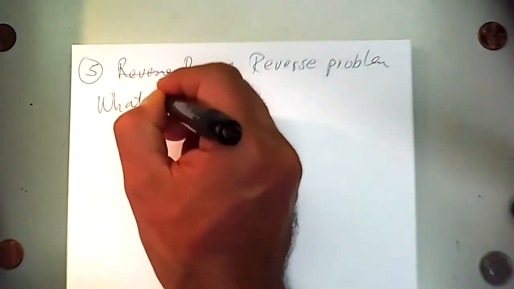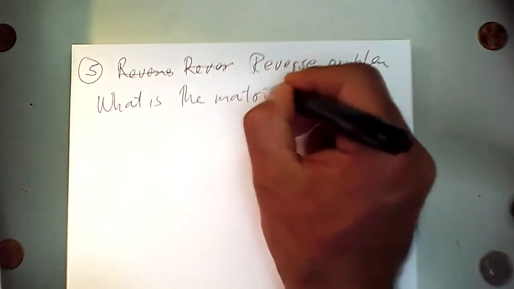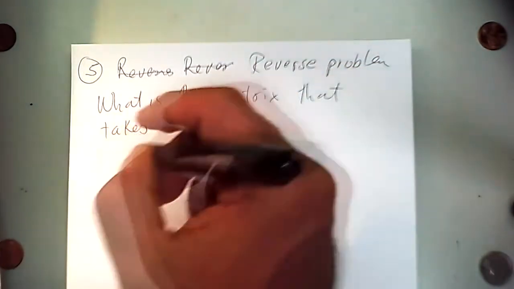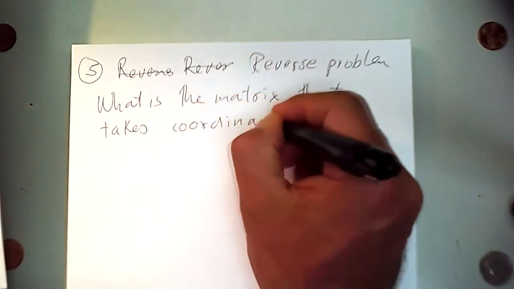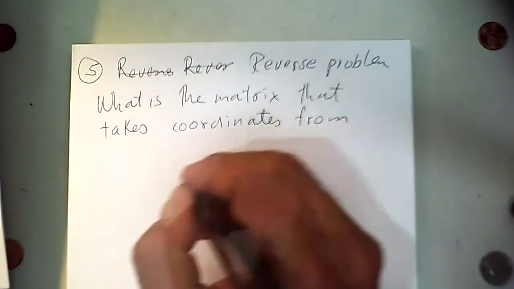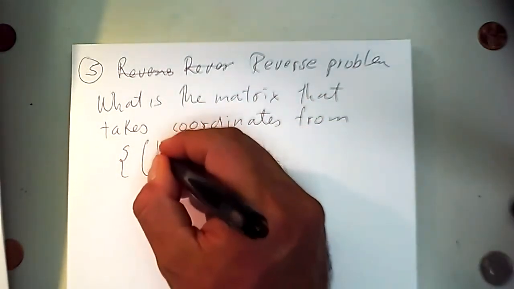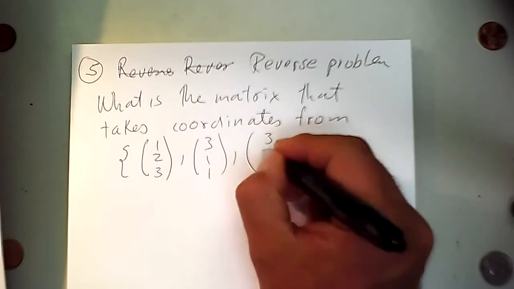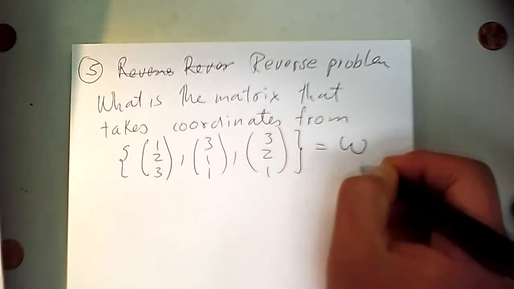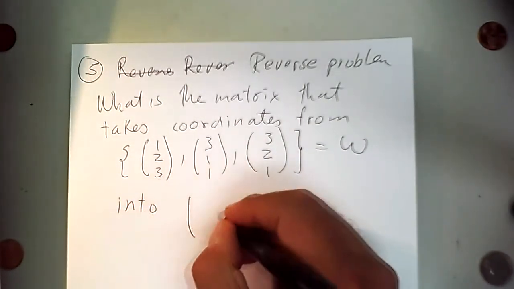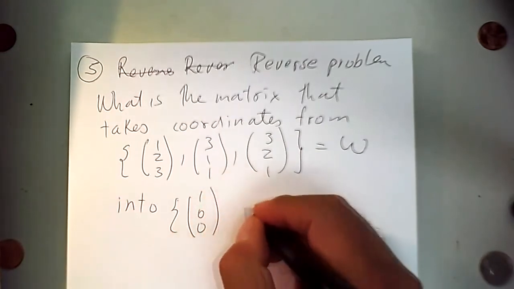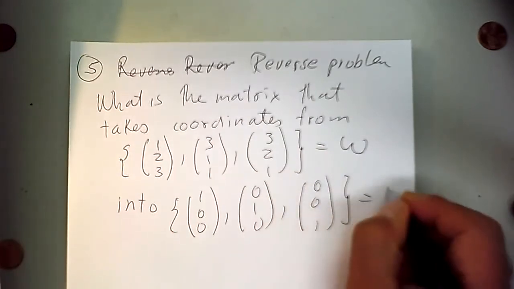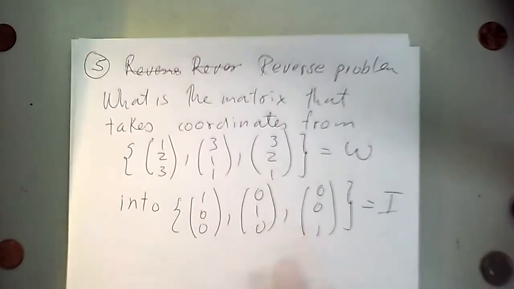Okay, so what is the matrix that takes coordinates from 1, 2, 3, 3, 1, 1, 3, 2, 1, which is W, into 1, 0, 0, 0, 1, 0, 0, 0, 1, which uses the identity matrix columns.